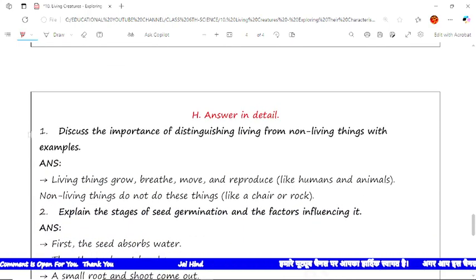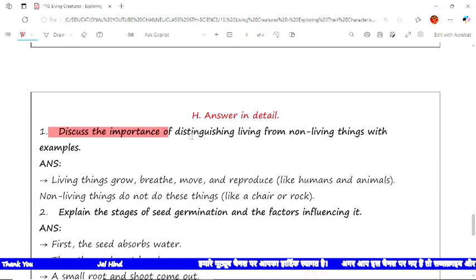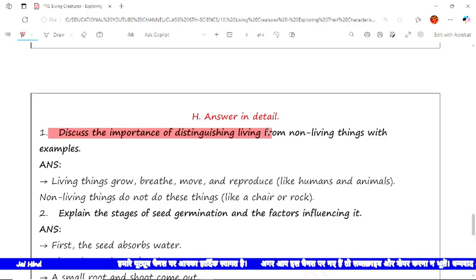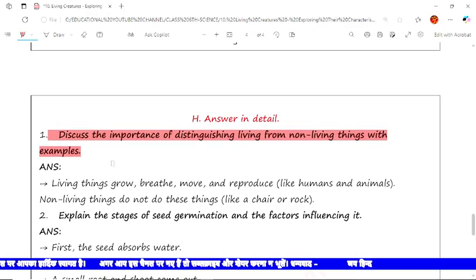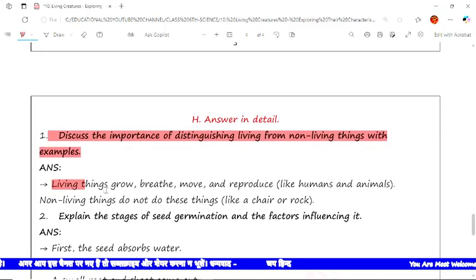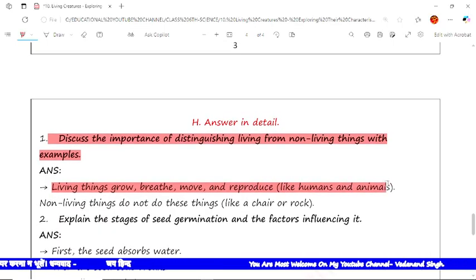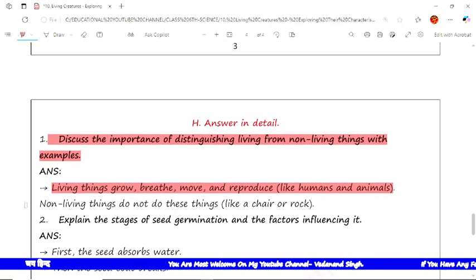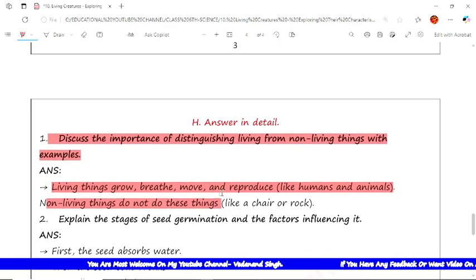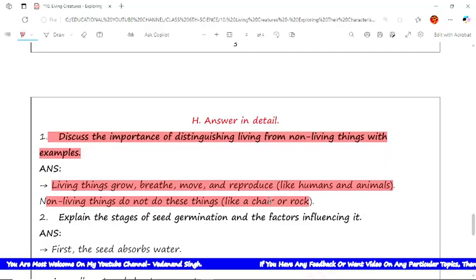The first question is discuss the importance of distinguishing living from non-living things with examples. So the answer is living things grow, breathe, move and reproduce. Examples are humans and animals. The next is non-living things do not do these things, like chairs and rocks, etc.